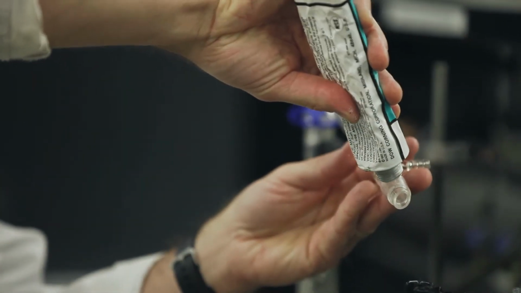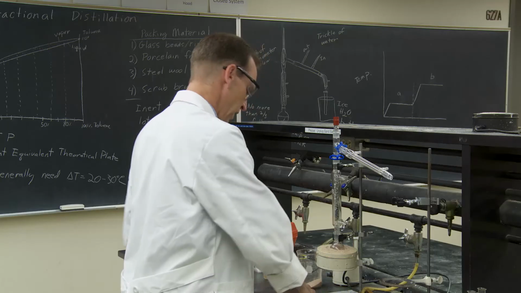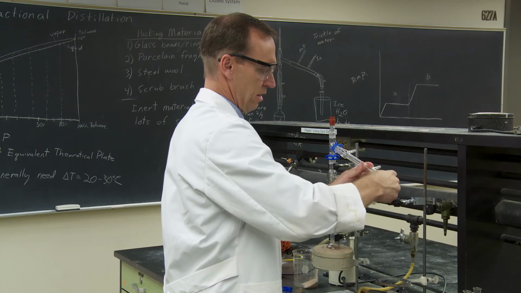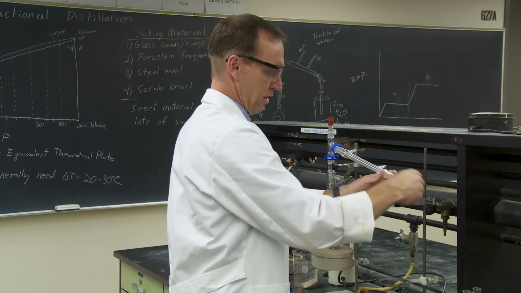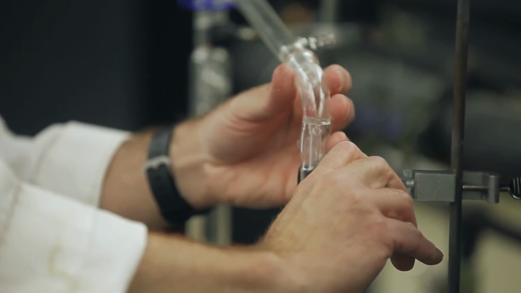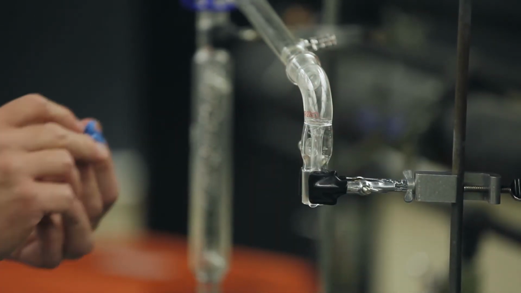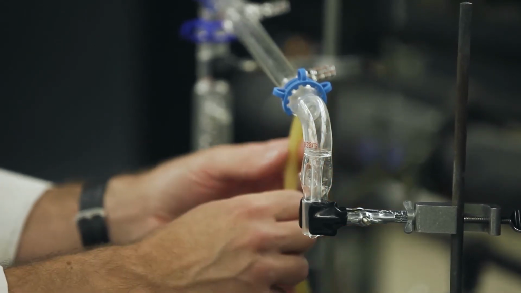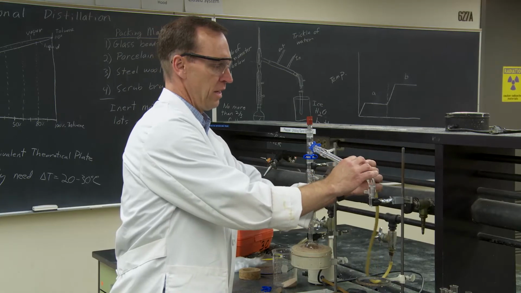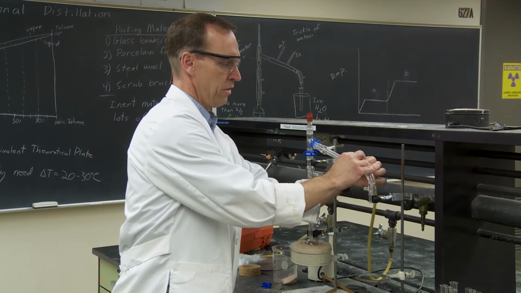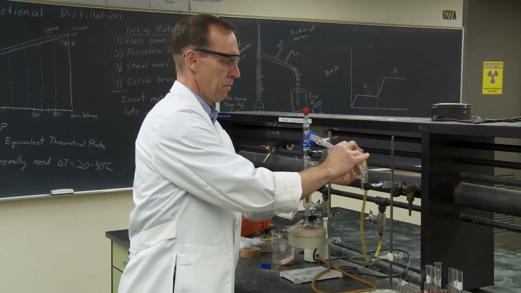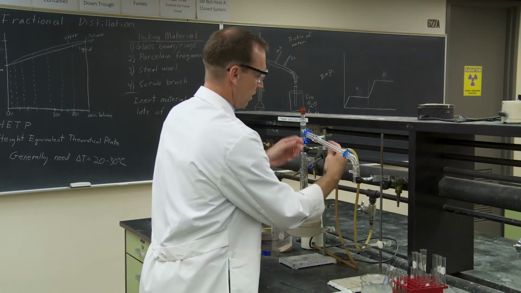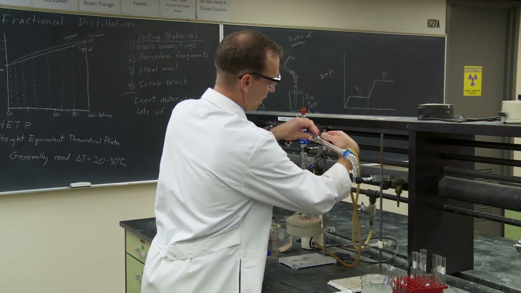Stopcock grease again. And this last joint. Connect it there. And so on the bottom, I want the inlet. Make sure the hose is on there secure. And then the outlet goes on the top.